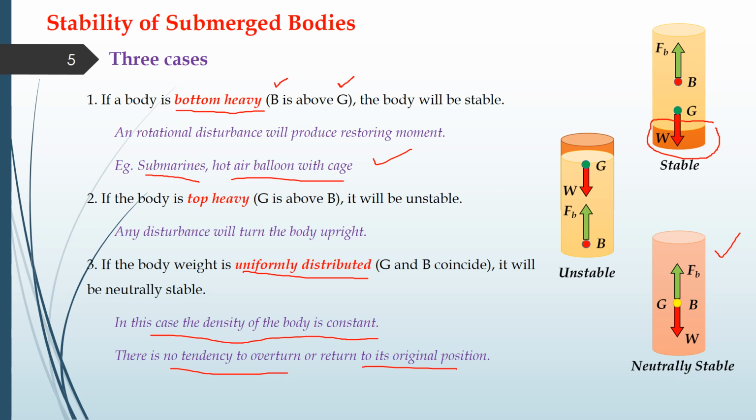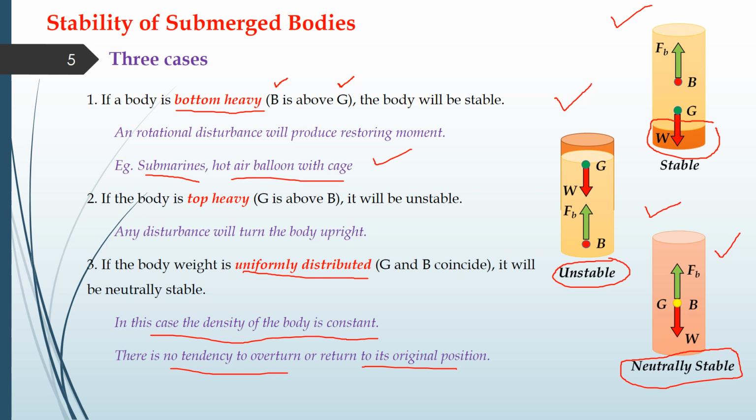A stable body, after disturbance, tends to regain its original position. In the unstable case, the body topples. And in the case of a neutrally stable body, it doesn't come back to its original position; it remains where you want to keep it. So this is the case for a neutrally stable body. You have to remember that these cases are for submerged bodies. These bodies will be submerged in your liquid, or it can be a gas. So these are the three submerged cases.